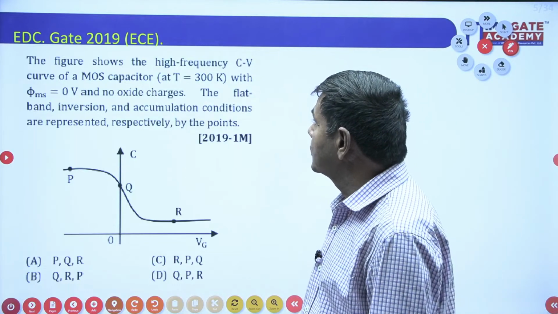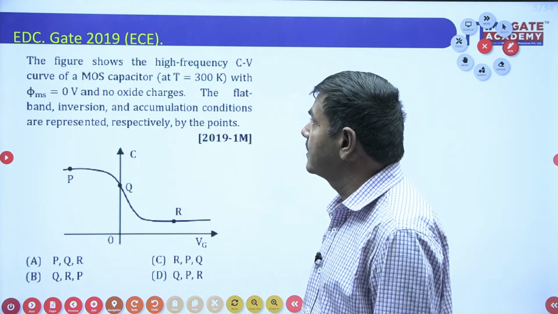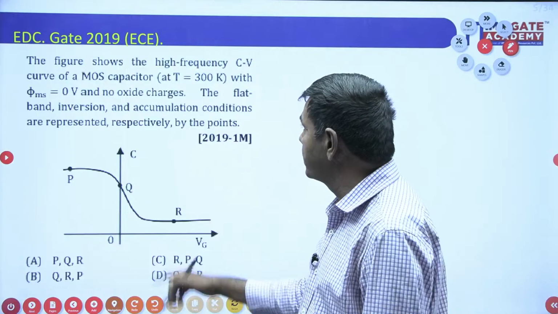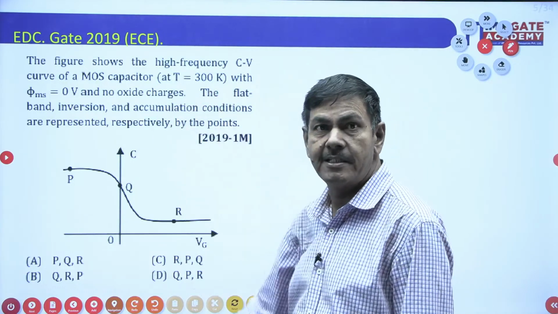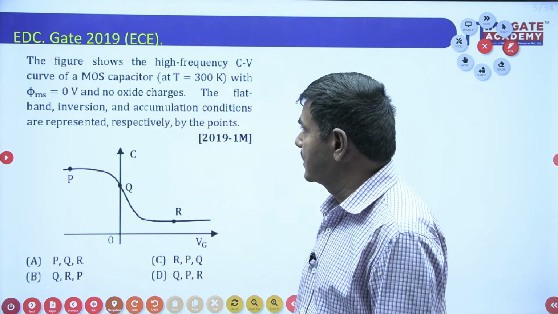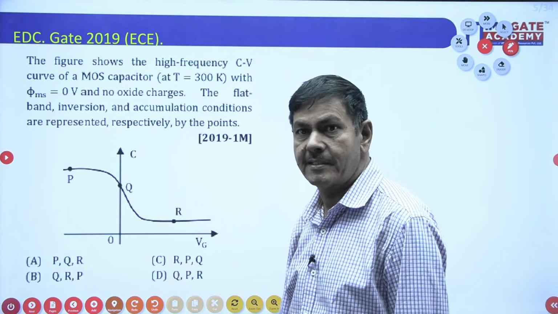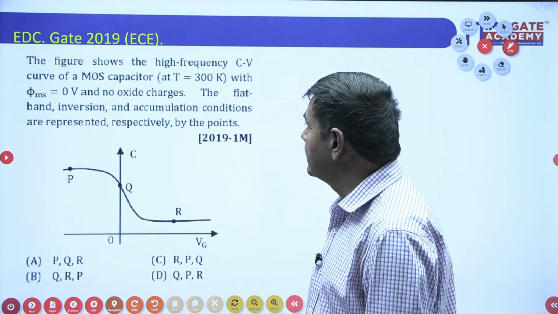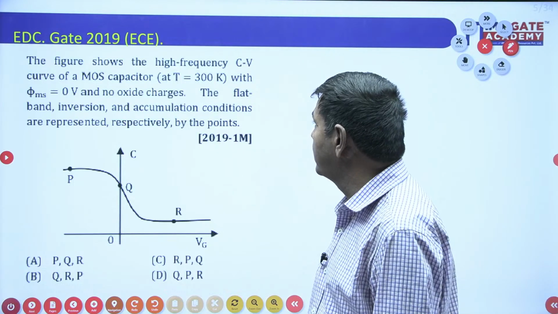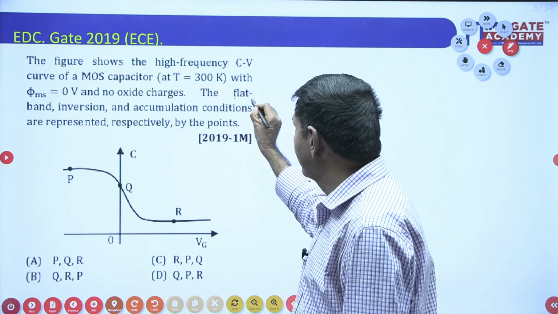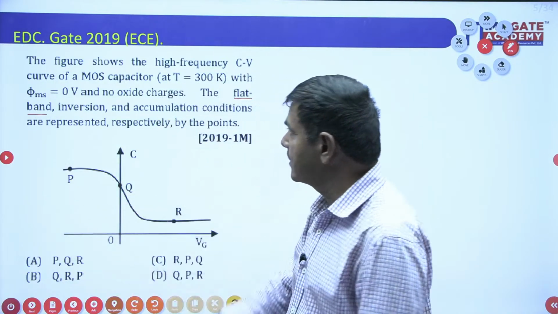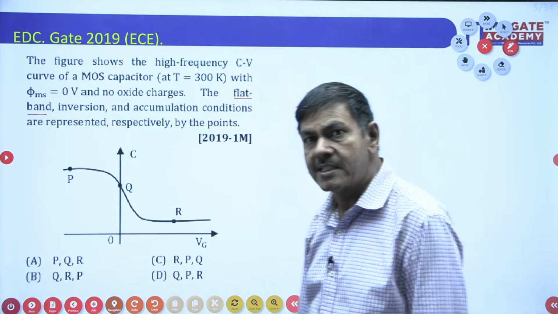The figure shows the high frequency CV curve of a MOS capacitor at T equal to 300 Kelvin, with phi ms equal to 0 volts and no oxide charges. The flat band, inversion and accumulation conditions are represented respectively by the points P, Q, R. Which point is said to be flat band?